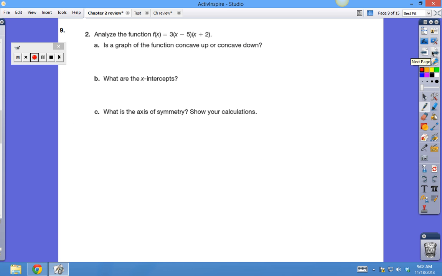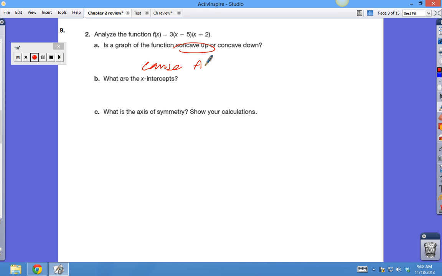9. Okay, they give you a function in factored form, and let's analyze it. Is it concave up or concave down? I'm going to go with concave up because a equals 3, and when a is positive, it looks like concave up.